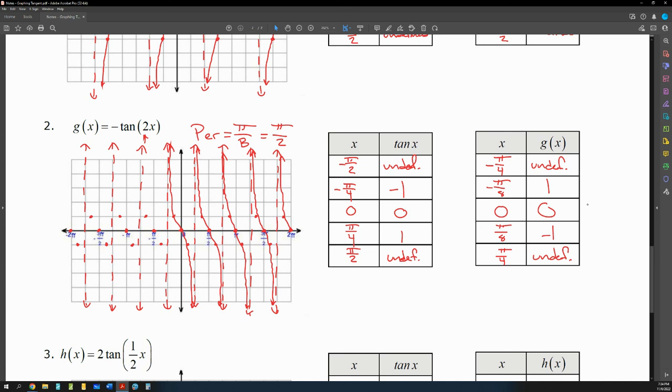Try to get real close to those asymptotes, but try not to cross them. These are vertical asymptotes, and the function is undefined, so be sure not to cross those asymptotes. If you cross those asymptotes, that would be indicating that the function exists at those x values, which is not true.